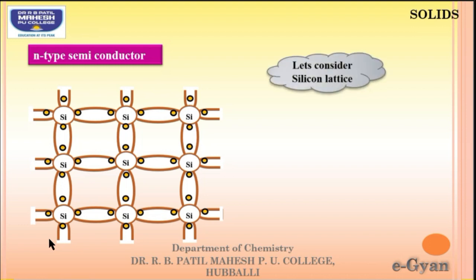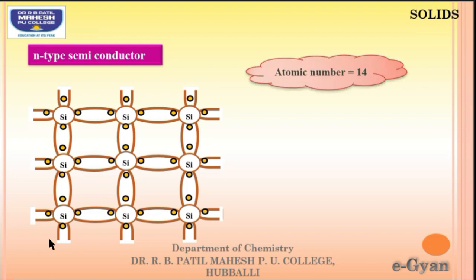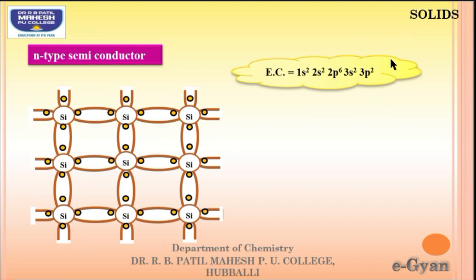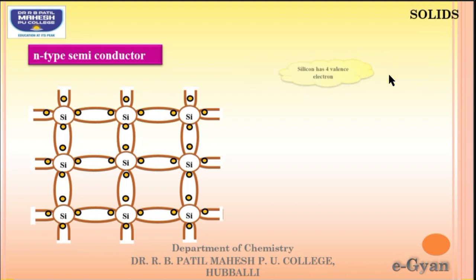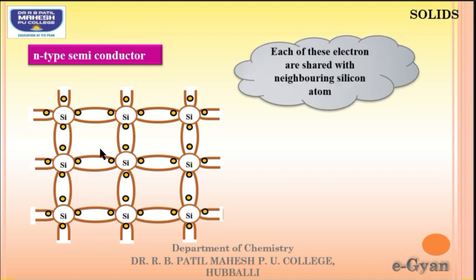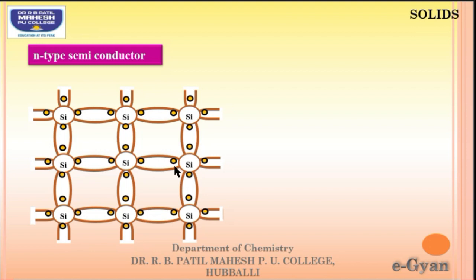Let us consider one silicon lattice, in which silicon has atomic number 14, and the electronic configuration of silicon is 1s2, 2s2, 2p6, 3s2, 3p2. Calculate the valence shell electrons: 2 plus 2 equals 4. So, I have 4 valence electrons across each silicon, and they are shared with 4 neighboring silicons like this. They are shared between 4 silicons. The center silicon I have considered.